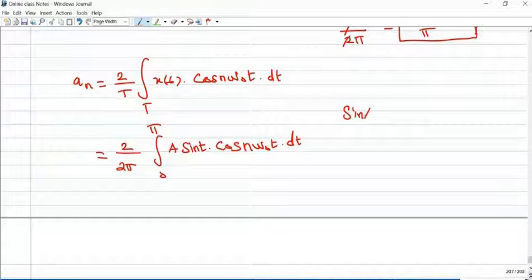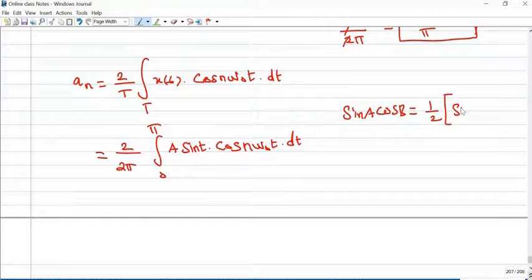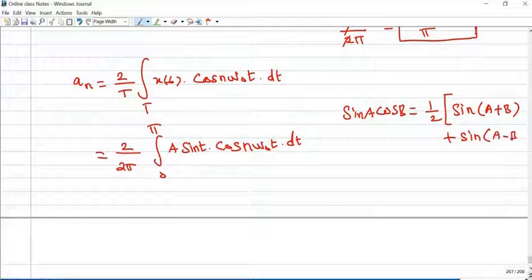The formula for sin a cos b is 1 by 2 sin a plus b plus sin a minus b.